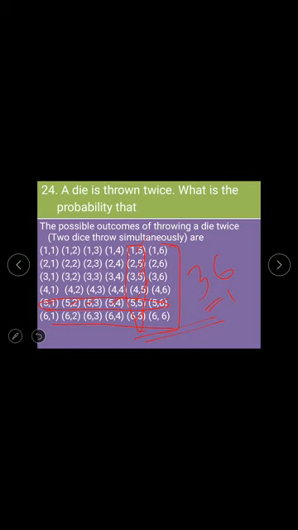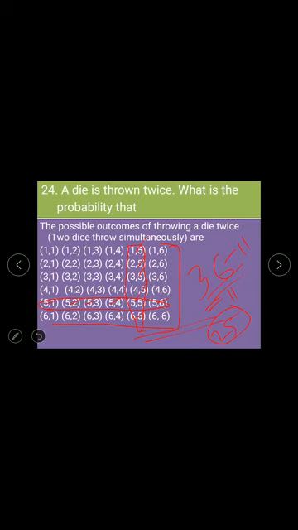So how many times are we not getting 5? We need to find the probability that we will not get 5 in any one of the times. Out of these 36, 11 times we get 5. That means how many times will we not get 5? 36 minus 11, that means 25 times. For the first one, the number of favorable outcomes for not getting 5 on either time will be 25, and the total will be 36.